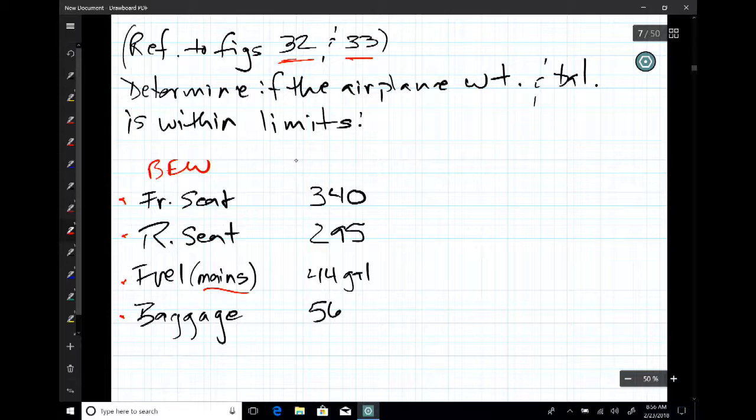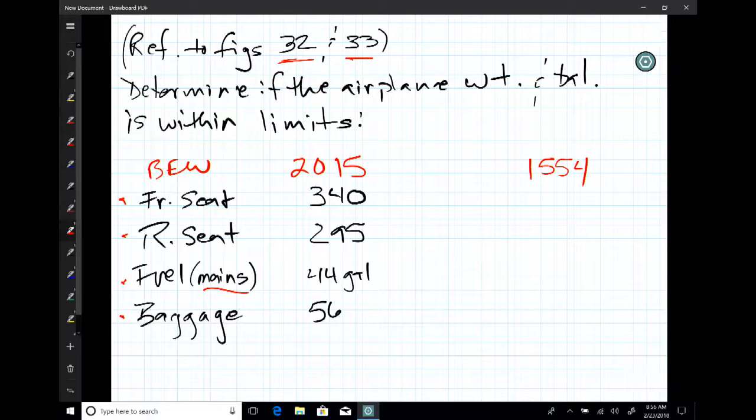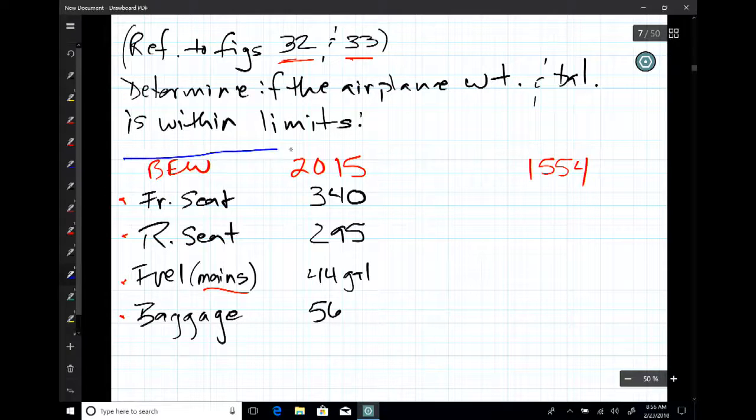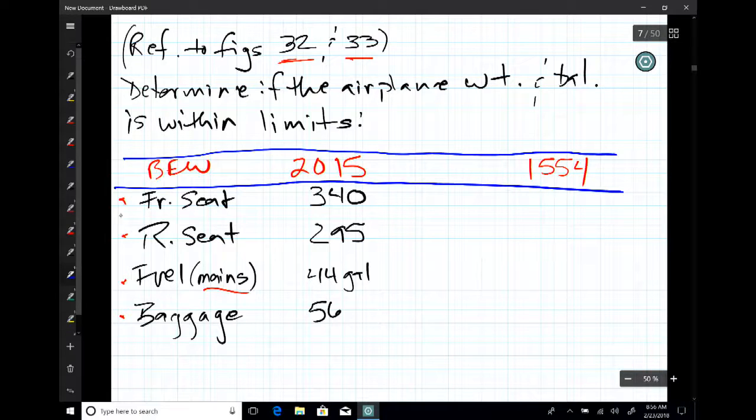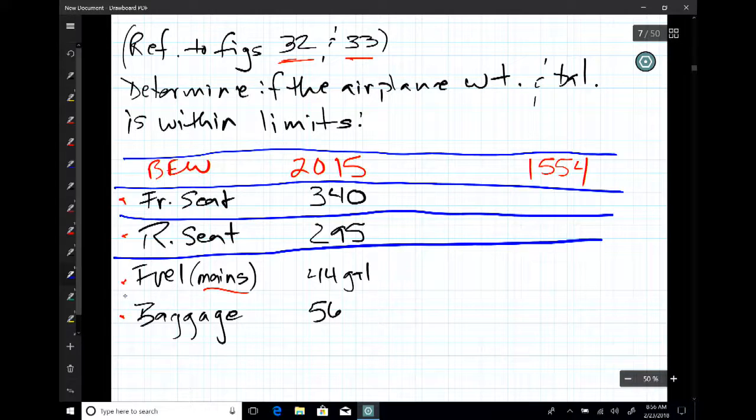We look at this now and we're going to take our basic empty weight, and we know that basic empty weight was what? 2,015 pounds, right? And we were told the moment for that is going to be 1,554, correct? So that's what they gave us. So we have to add this information to what was given. Now the other thing that we have to do here, if you will remember, is that we also have to create what? We need to create our own table. So that's what we're doing right here.